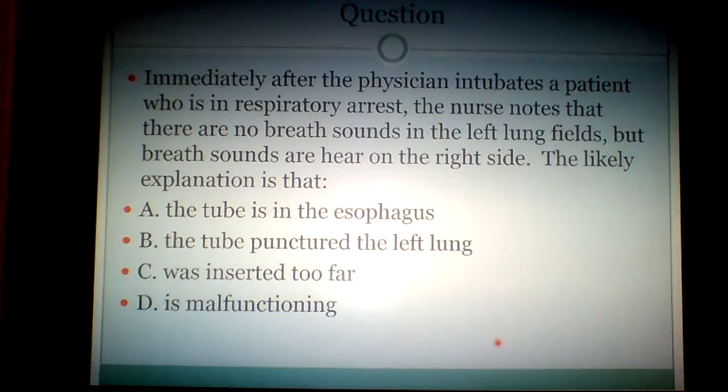Yeah, nursing school is the one place where all the answers are right, and you've got to pick the bestest. Okay.